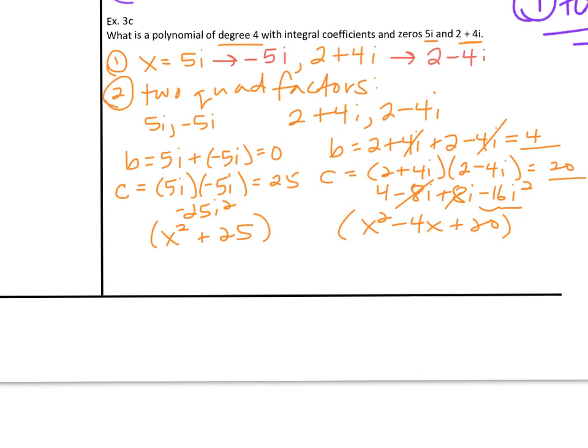You should have a factor of x squared plus 25 and a factor of x squared minus 4x plus 20. Notice for that first pair of complex roots, the b value is 0. That means the middle term cancels out, which is nice. It gives us one less thing to FOIL, but we're ready for step 3. We're going to do a pretty big FOIL here. We have x squared plus 25 times x squared minus 4x plus 20.